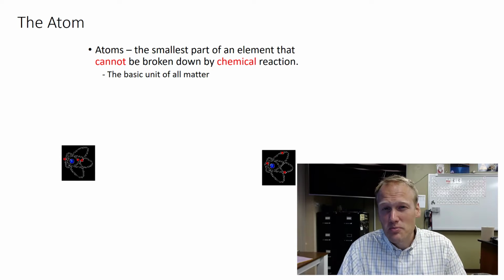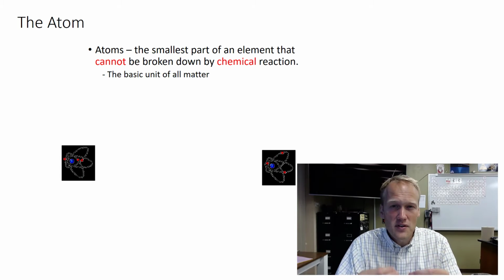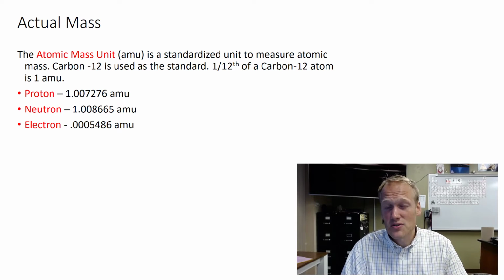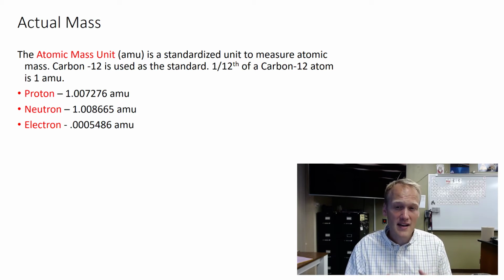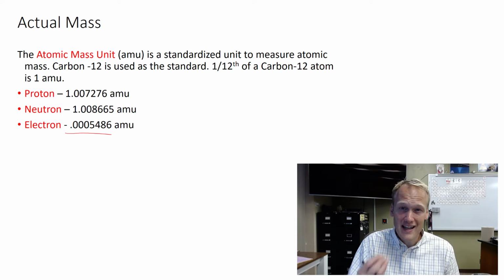An atom is the smallest part of any element or substance that can't be broken down any farther. So if I have an atom of silver, it's the smallest part that still retains the properties of silver. There are three main parts of the atom: the proton, the neutron, and the electron. These particles are so small that we use something called an atomic mass unit to measure their mass. The atomic mass unit is based off carbon-12 atoms, and we divide carbon-12 atoms' mass by 12, and that gives us roughly the mass of 1 AMU.